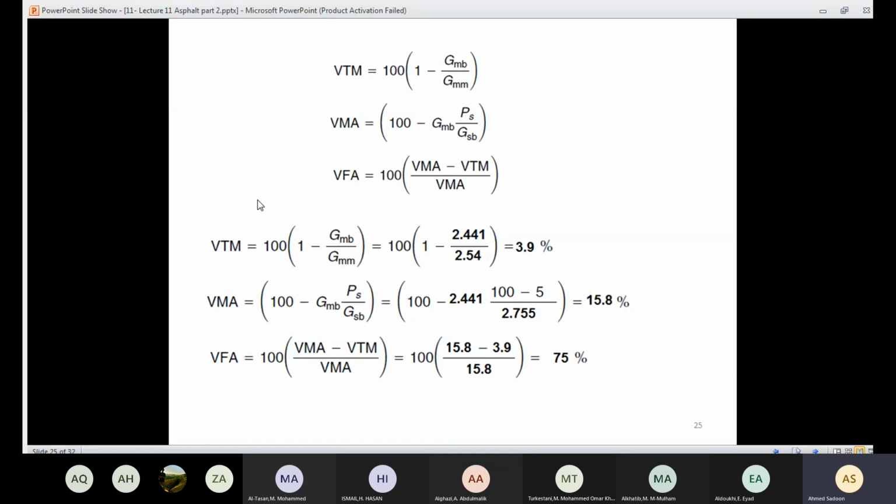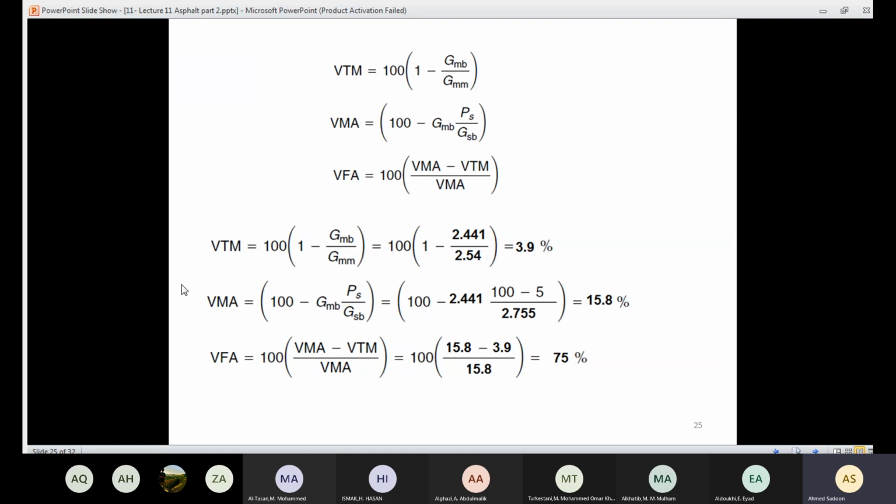Finally, in order to determine VFA, since I know VTM and I know VMA, I can easily plug the numbers into the formula here. I know the value of VTM is 3.9, VMA is 15.8, then the value of VFA came out to be 75%.